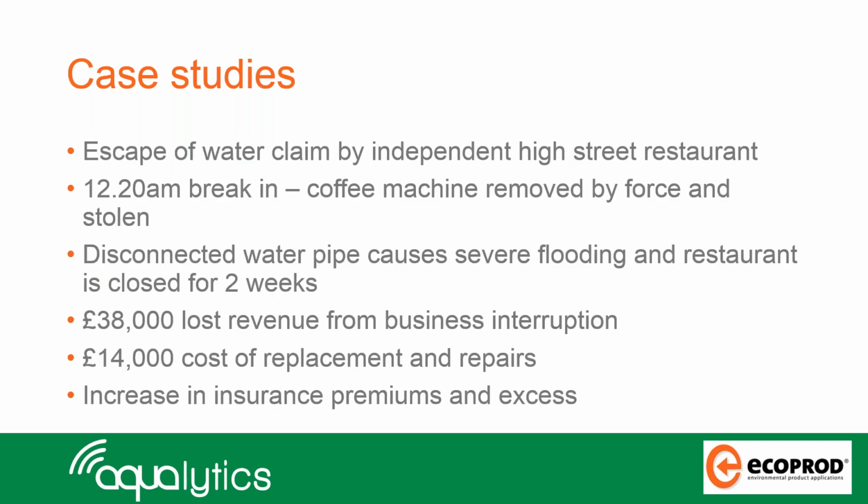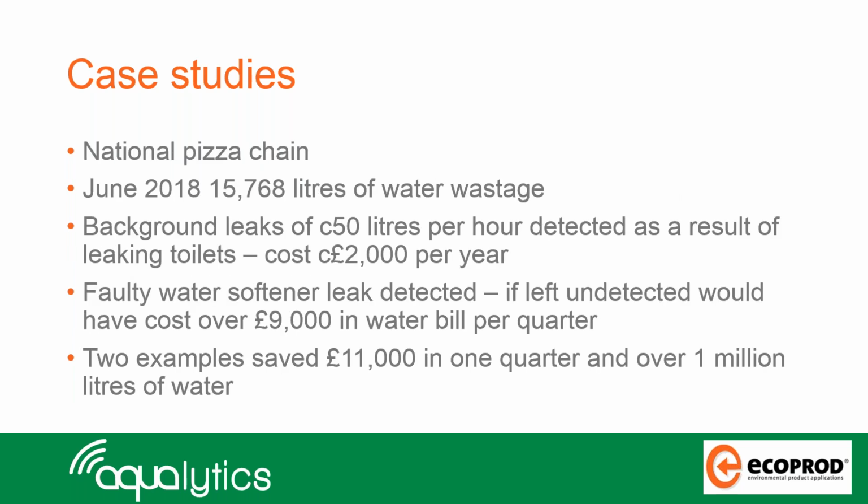Okay, so this, if you like, is a case study. This is a case study of a pizza chain. What happened, there was a break-in and the coffee machine was stolen and removed by force. In doing that, the water pipe was disconnected, and basically it was a disaster because full pressure meant that the business had to close. They lost about 38 grand from business interruption, 14 grand with regard to cost of replacement and repairs, and there was an increase in insurance premiums and excess. If they would have had a Flowless, there wouldn't have been a problem. The water would have been turned off straight away.